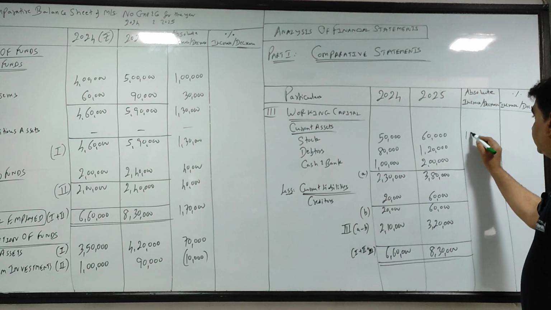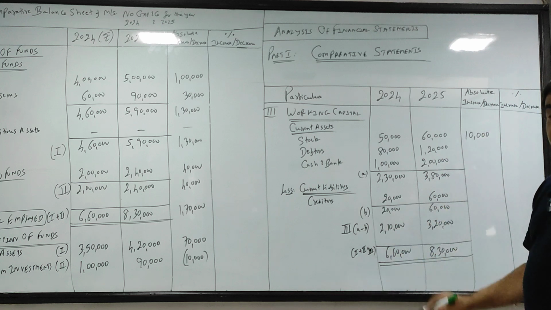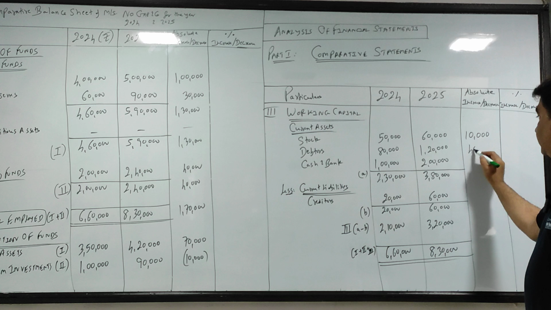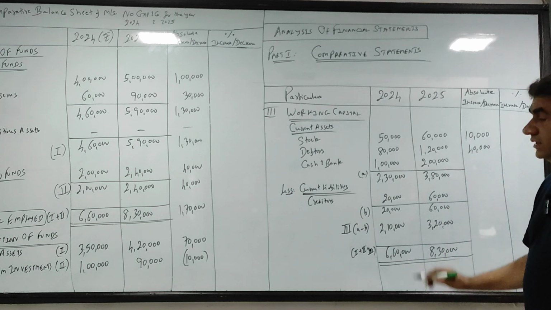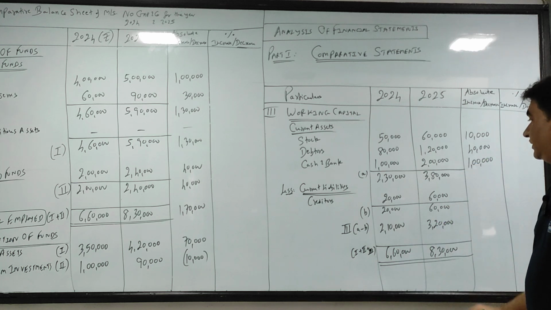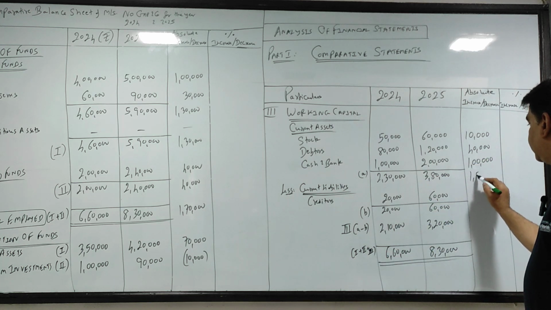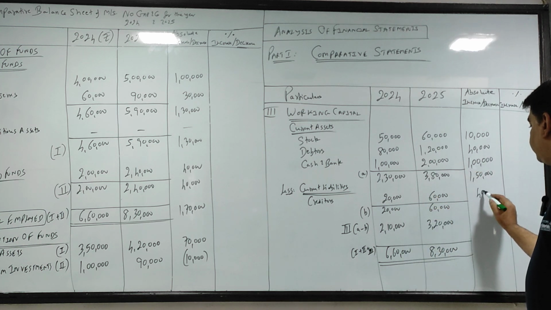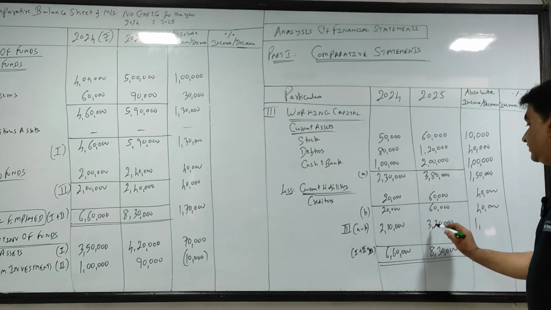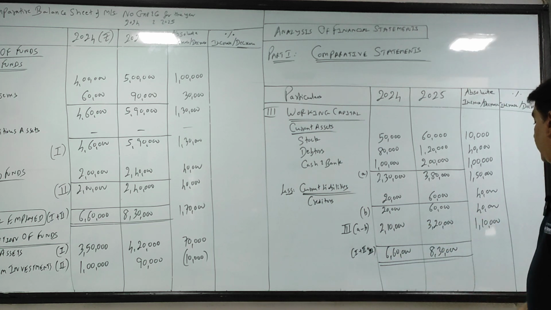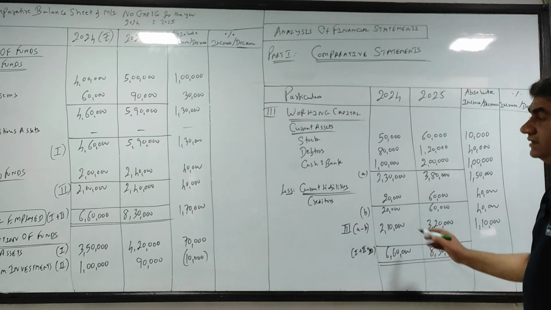50 became 60. Positive 10. 80 became 120. 120 minus 80, positive 40. 1 lakh became 2 lakh. Positive 1 lakh. 230 became 180. Positive 150. 20 became 60. Positive 40. 210 became 320, so 110. And last, ये तो सेम ही रहेगा.